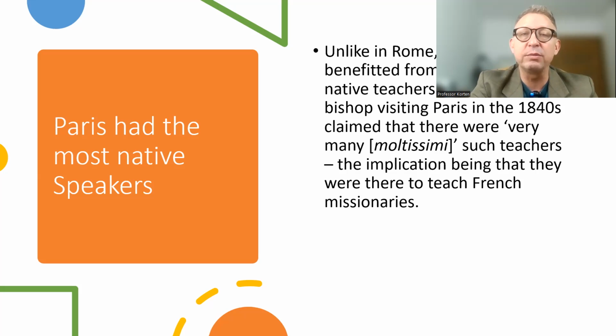The implication being that they were there to teach French missionaries. So here's what they were doing. They were teaching French missionaries to speak English because they were going into areas of the French Empire. This is the irony. I'm sorry, the British Empire. They were going into areas of the British Empire to be missionaries, to sort of talk about their religion. And they wanted to do it in English because French was becoming less and less popular and not at all spoken in the British Empire.